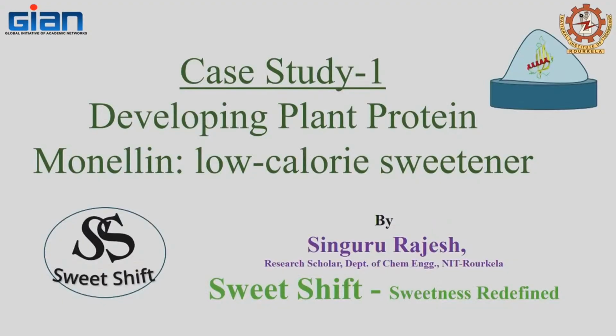Coming to the name Sweet Shift, why I kept it: we actually want to create one more sweet as an alternate to sugar or artificial sweeteners. So that's why I kept Sweet Shift, and it's good to keep double S, like a chain, a link. The case study is monellin, a low-calorie sweetener. We gave it a tagline, 'sweetness redefined'. Of course, I also made the redefined from the SAR presentation. So, coming to the second slide.